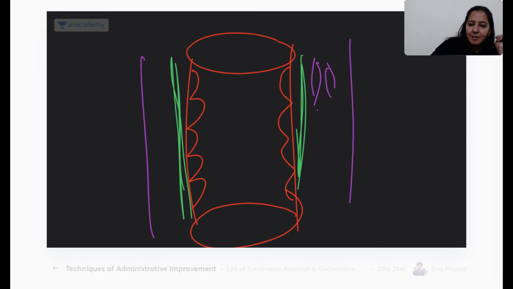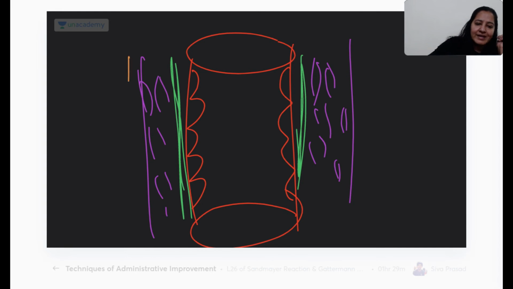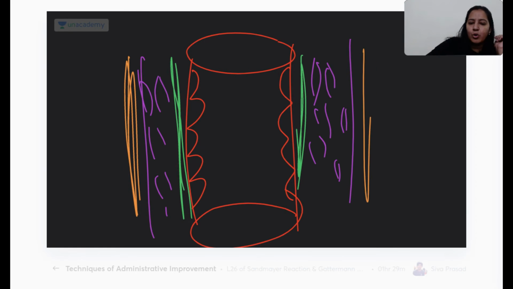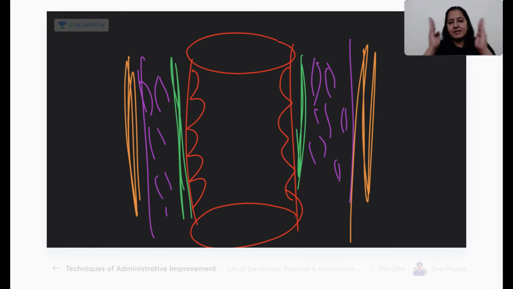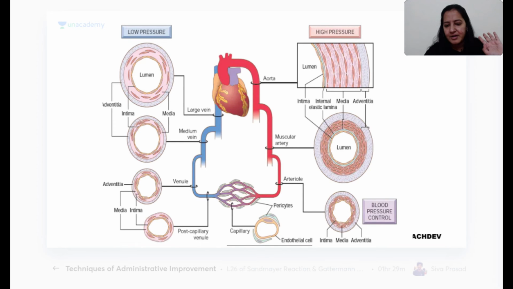Media contains smooth muscle cells, the purple cells. So this is media, and then there is externa, or adventitia. It also contains collagen fibers. So these are the three layers: intima, media and externa. Media contains smooth muscle cells. Give me a thumbs up if you got it.